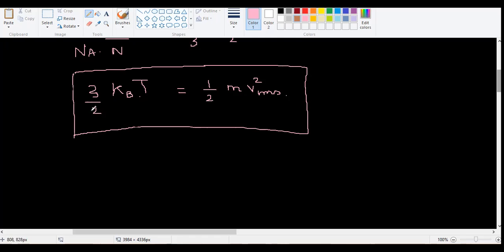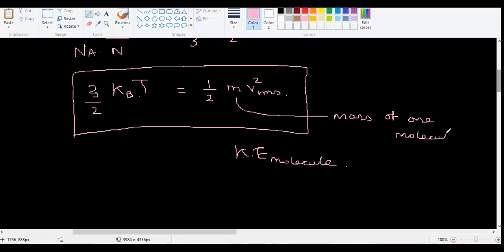So what does this tell you? This is a constant, this is a constant. As temperature increases, the velocity will also increase. Or in other words, if the velocity increases, the temperature will also increase. So this is something like your kinetic energy of the molecule. Because m is mass of one molecule, so take it out properly. Small m stands for mass of one molecule. That means this is kinetic energy of a molecule.